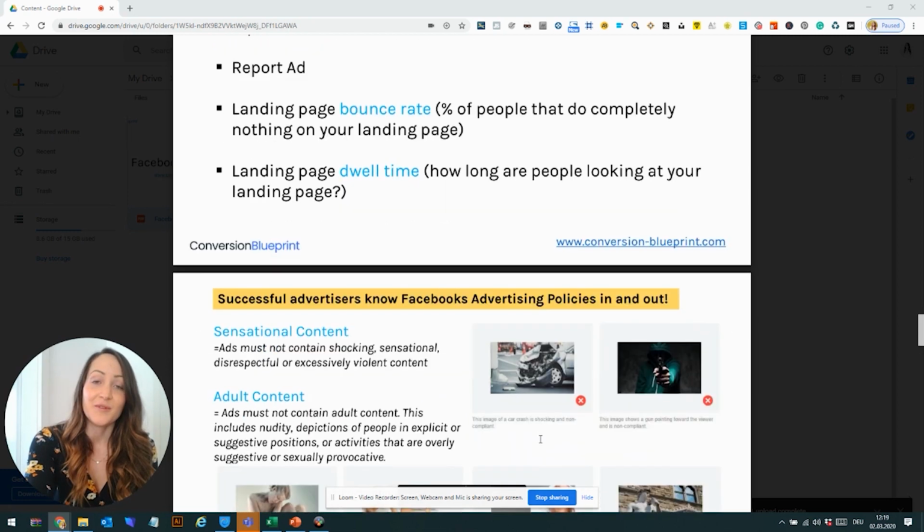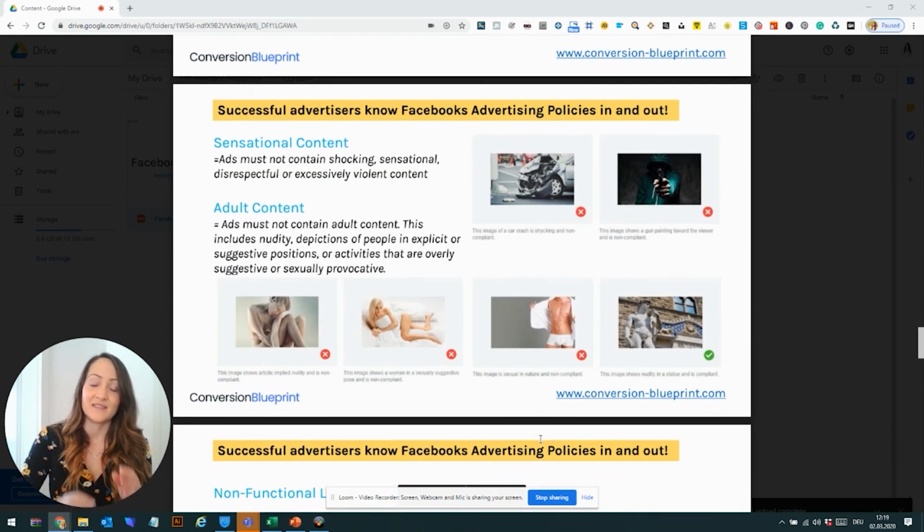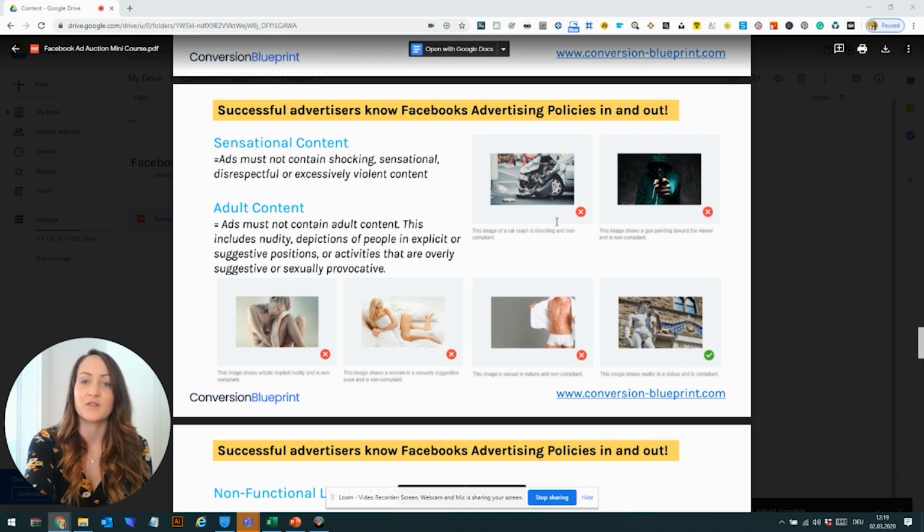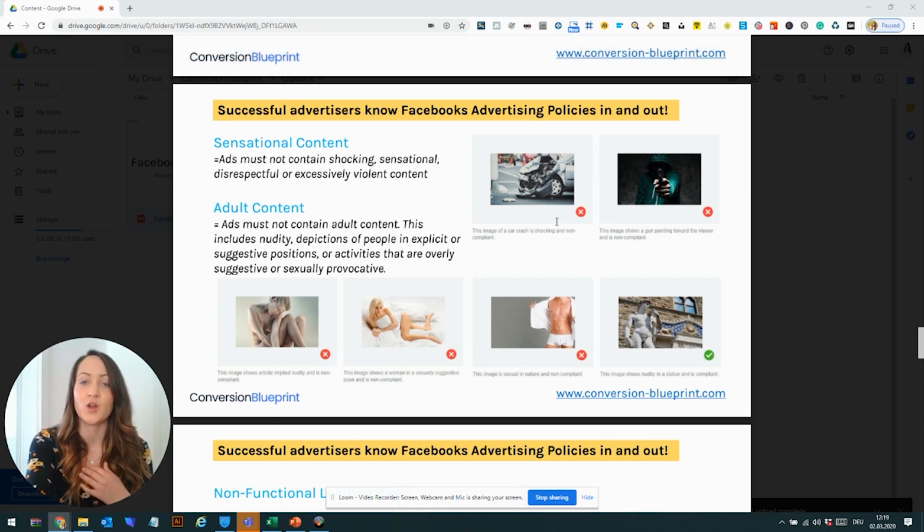To summarize that and give you a bit more insights, a successful advertiser on Facebook knows the Facebook policies in and out. So you need to know that you need to avoid sensational content. The ads must not contain shocking, sensational, disrespectful, or excessively violent content. And I have put some examples here. So here is a picture of a car crash. This would not be approved, and if it is approved, it will be flagged low quality and you will have to pay more. But most likely it's not approved.